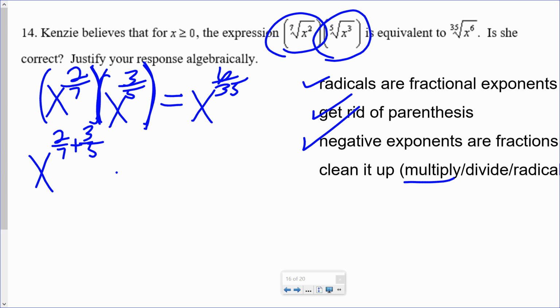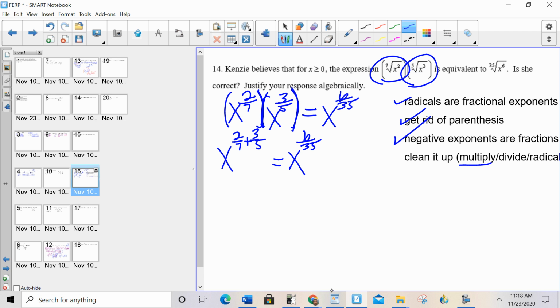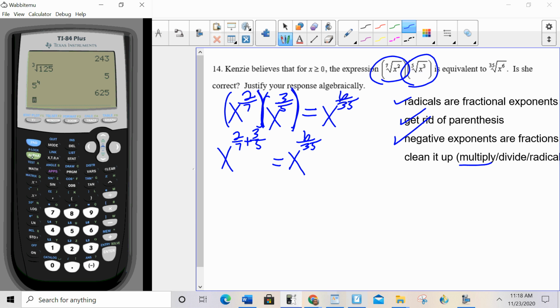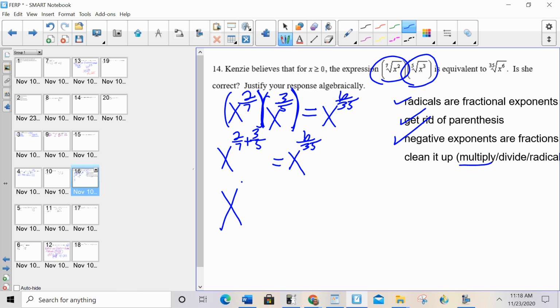Now, fractions can be kind of annoying to add, so it might be easiest to just put that into the calculator. I'm not going to teach you 7th grade adding fractions in this lesson. 2/7 plus 3/5 is 31 over 35. That got a little sloppy. Let me just rewrite that.